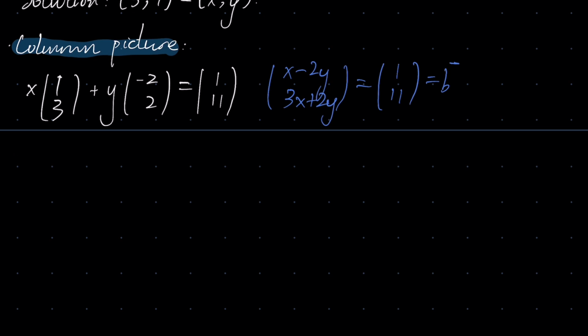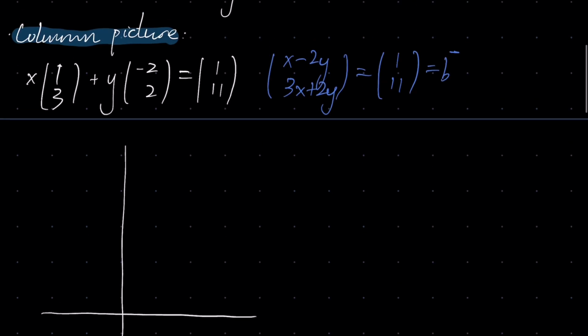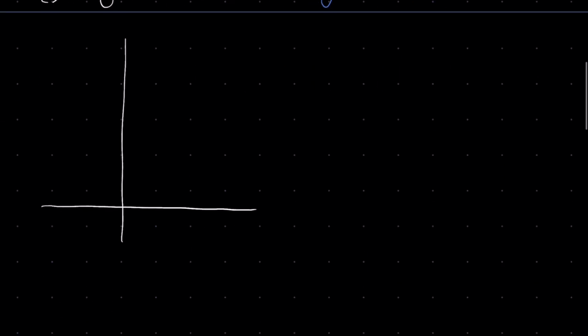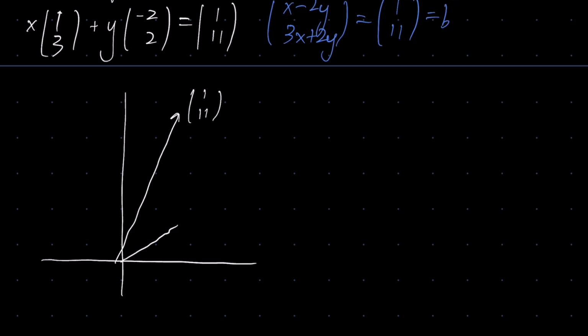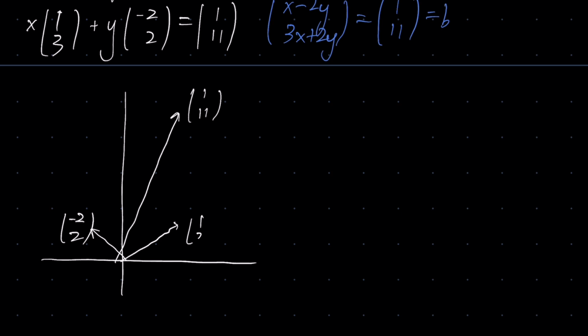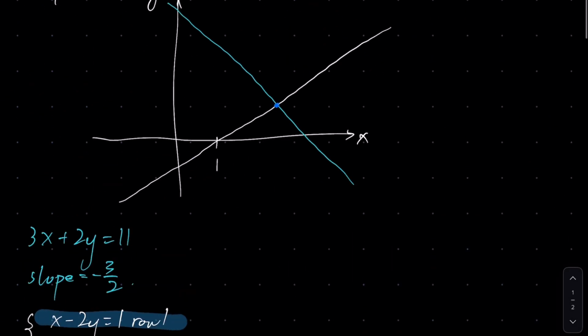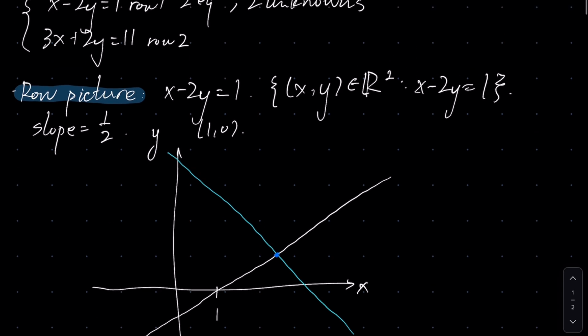So let's graphically look at what's going on. We have two vectors, and we're trying to combine them to give (1, 11). So where's (1, 11)? Probably over here. Where's (1, 3)? (1, 3) is probably over here. And where's (-2, 2)? We can say it's over here. Well, this is just a very rough sketch, so please don't mind. This is (1, 3). Now, we have already found the solution, so let's verify that solution in the column picture.